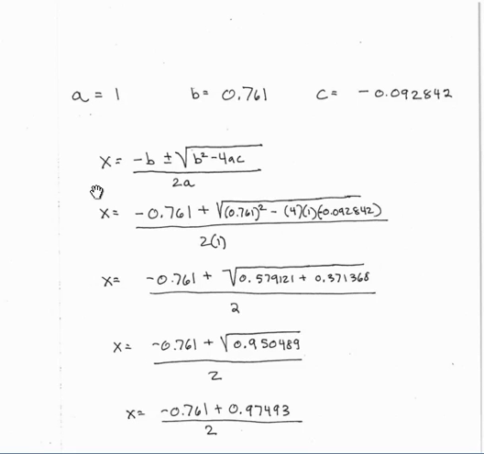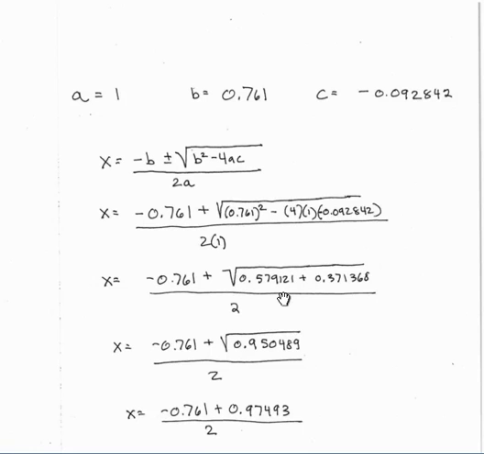So now that I know what a, b, and c are, it's merely a matter of carefully plugging my values in. Here's the quadratic formula. So negative b would be negative 0.761. B squared should be negative 0.761 squared. I forgot the negative there, but when I square it, that negative is going to disappear anyway. And then I'm going to subtract 4ac, so 4 times 1 times negative 0.092842, which was c.